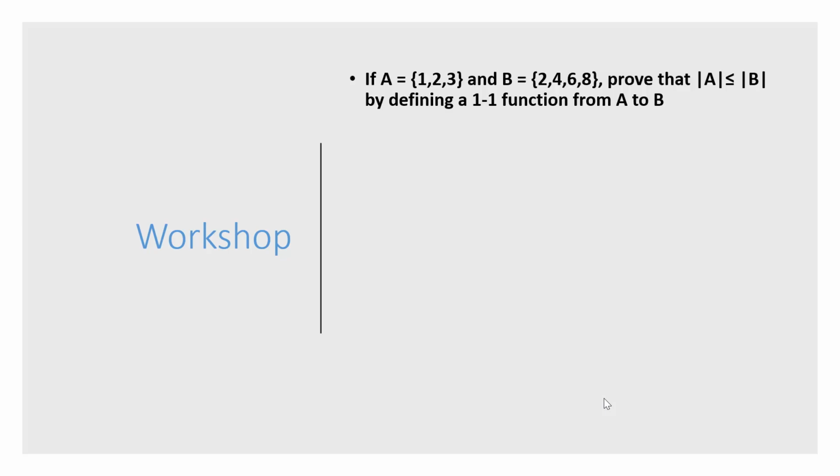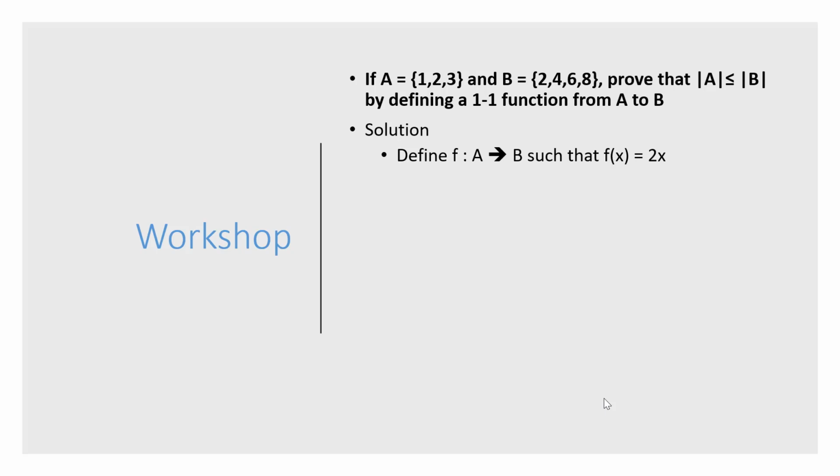Let's do a workshop now. In this case, we need to prove that the set A and the set B have the same cardinality. It is easy to count in this case since the number of elements in each set is small. But in this case, we want to prove that the cardinality of A is less than or equal to the cardinality of B. What is our technique here? Suppose we can define a one-to-one function from A to B. So let's just define a function such as f of x equals 2x.